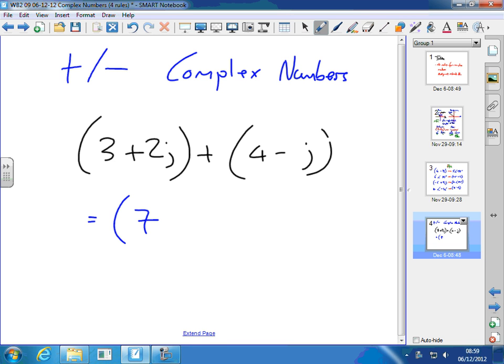2j plus minus j. Minus j means one lot of j. So 2j plus minus j is 1j, or plus j. We don't bother to put the 1 in. Like algebra, we wouldn't put the 1x in. So that would be the answer. Okay?